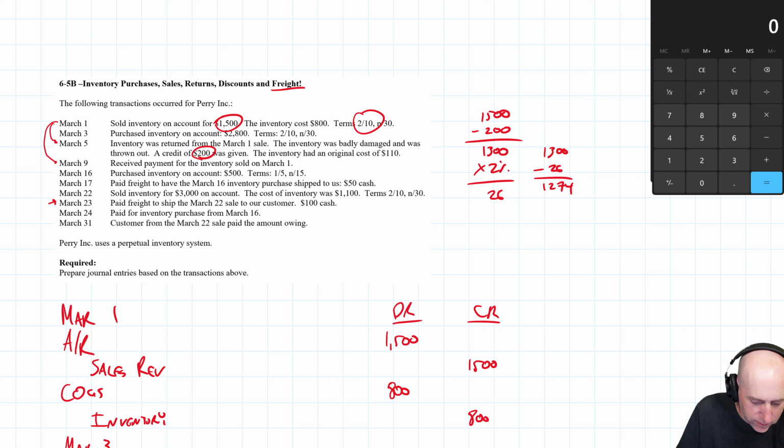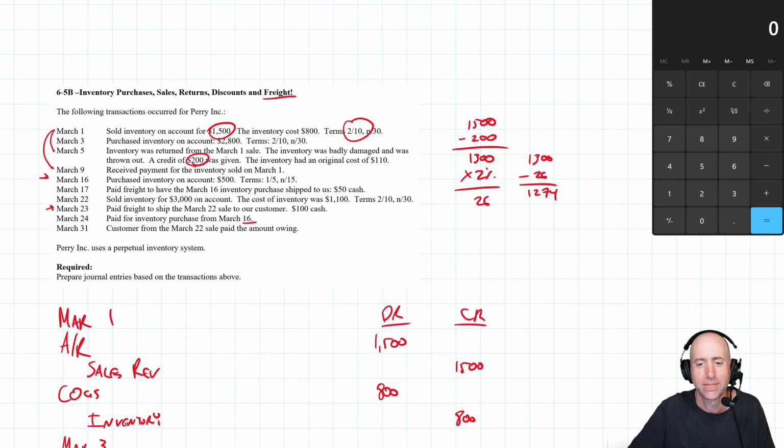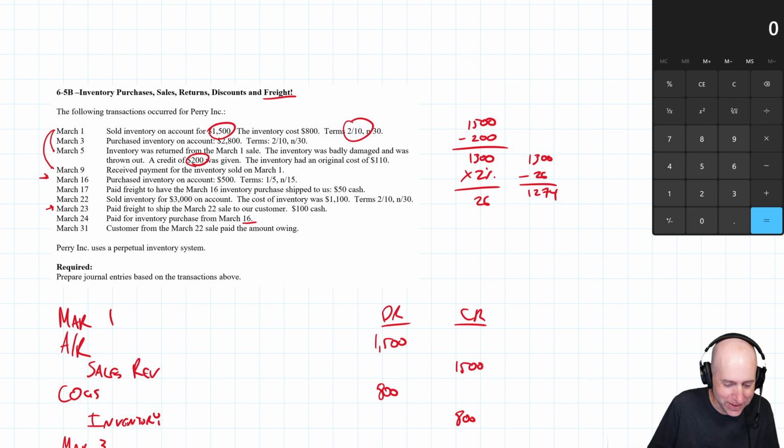March 24th, paid for the inventory purchased on March 16th. All right, so are we in the discount period? Yes. Hello, it's Tony from the future. I just asked the question, are we in the discount period? I said yes. That is wrong. The answer is no. We are not in the discount period. What a silly mistake.